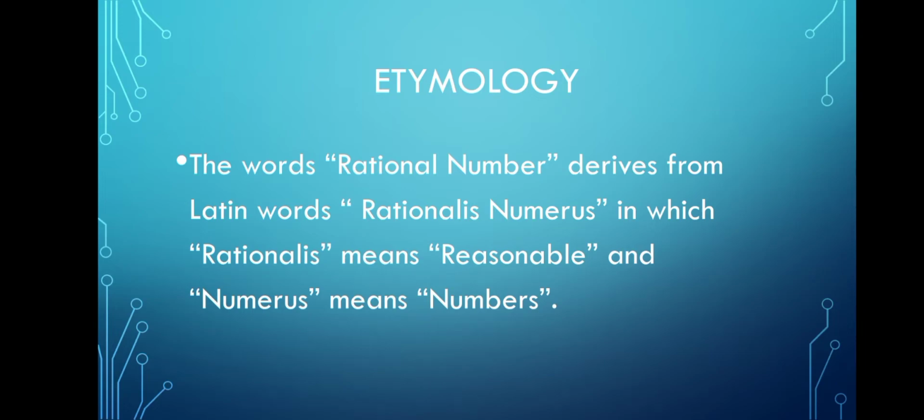Etymology. The words rational number derive from the Latin words rationalis numerus, in which rationalis means reasonable and numerus means numbers.